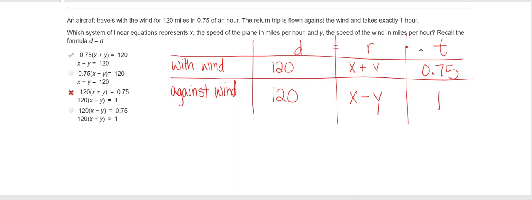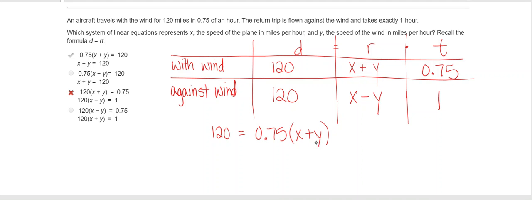So distance equals rate times time. You're literally taking these pieces from the table, setting 120 equal to x plus y times 0.75. Remember also that when you're taking a number and multiplying it by an addition problem, a subtraction problem, an expression, we're going to use the distributive property. So 120 equals 0.75 times x plus y. And again, we typically write that number in front of the parentheses. So really this equation looks like distance equals time times rate, which is the same thing.